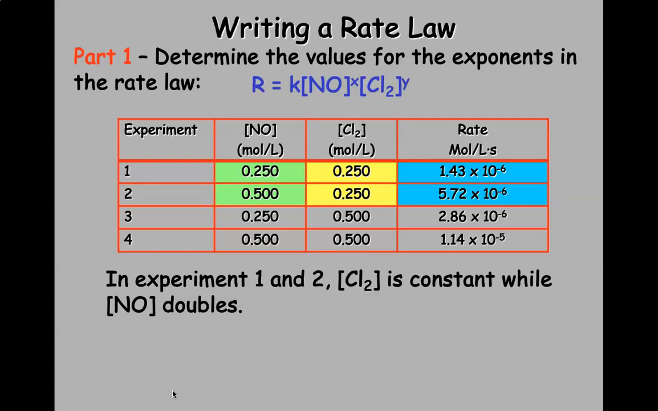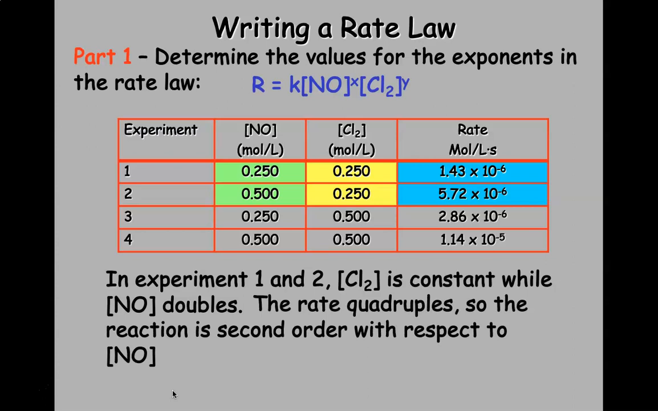So I look at this and I'm like, oh, okay, NO is doubling. What's happening to the rate at the exact same time? The easiest thing to do, if you can't see it in the data, is take the second experiment rate and divide it by the first experiment rate. If we do that, we see that the rate quadruples. So the reaction is second order with respect to NO.